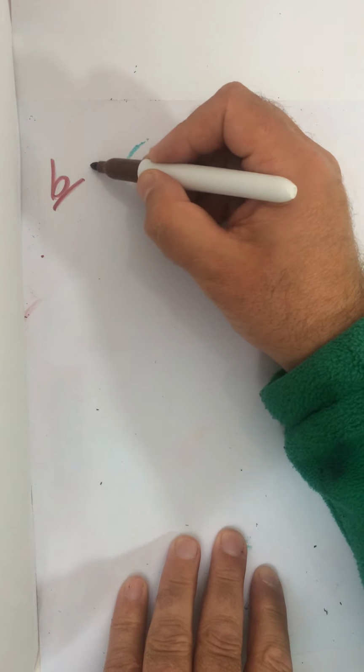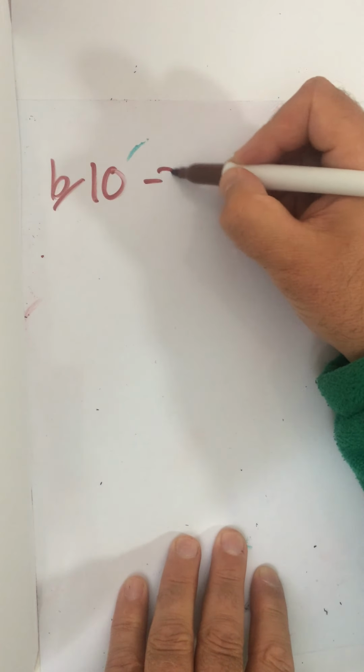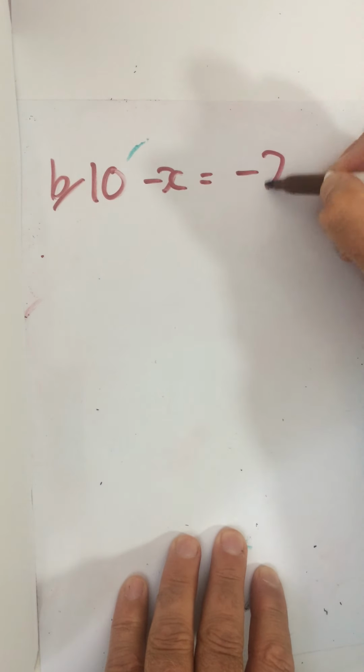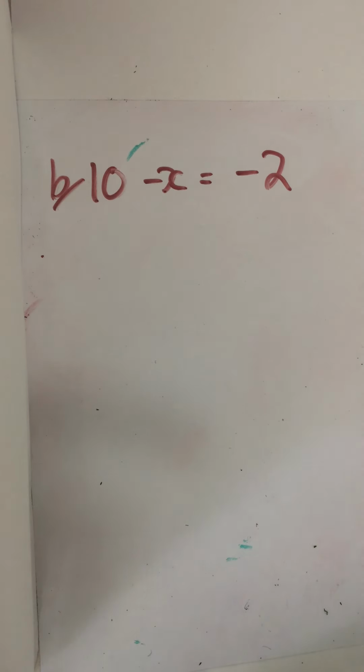Question B. 10 take away x is equal to minus 2. Have a go with that. Pause the video, then we'll carry on.